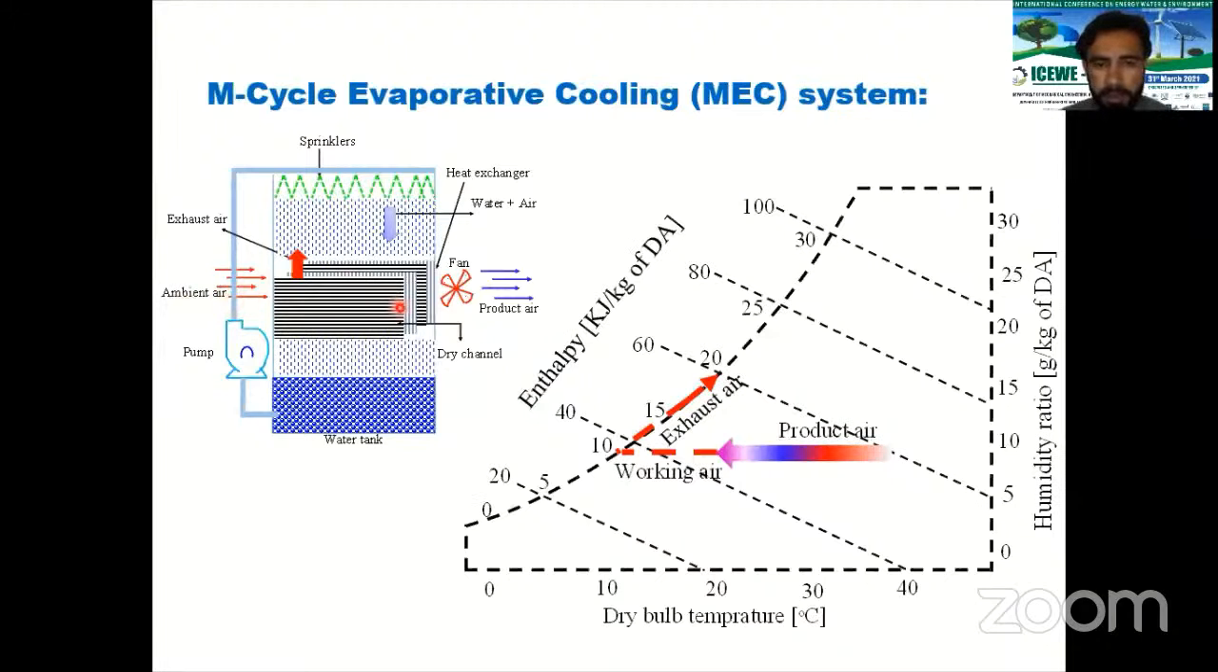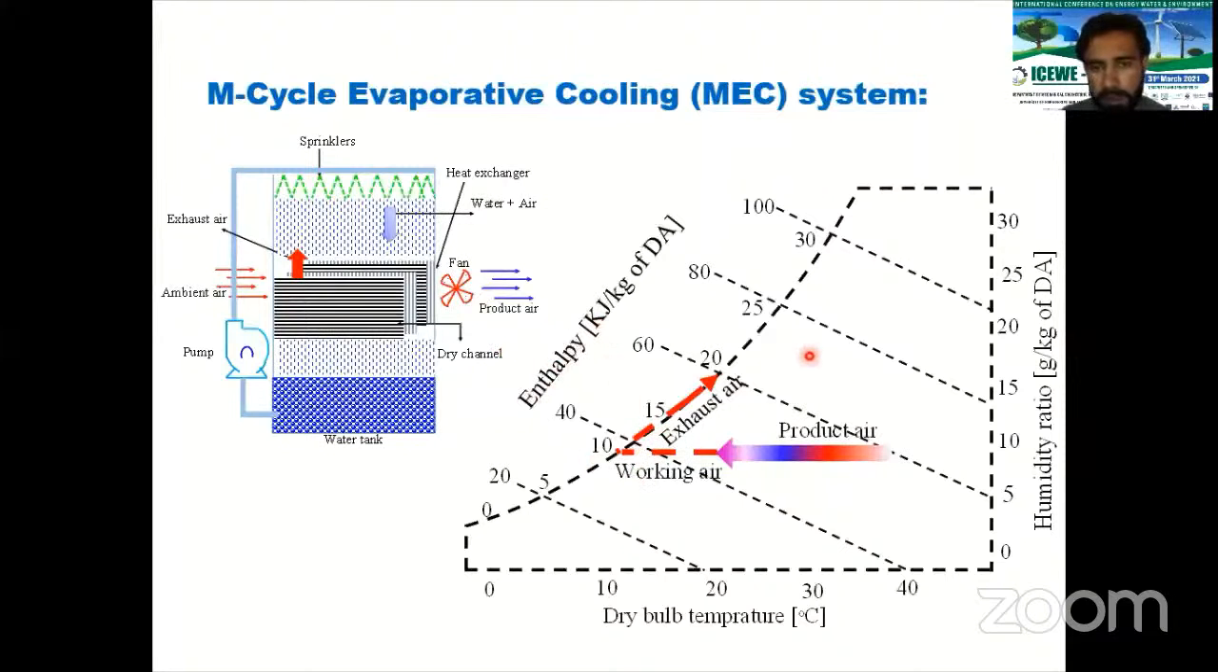This system consists of two dry channels and one wet channel. The air is passed through the dry channel, and the water from the wet channel evaporates up to the surface contact of the dry channel. The air that passed through the dry channel has its temperature decreased, and then it goes out from the other side. This process takes place again and again until the temperature reaches the dew point temperature.